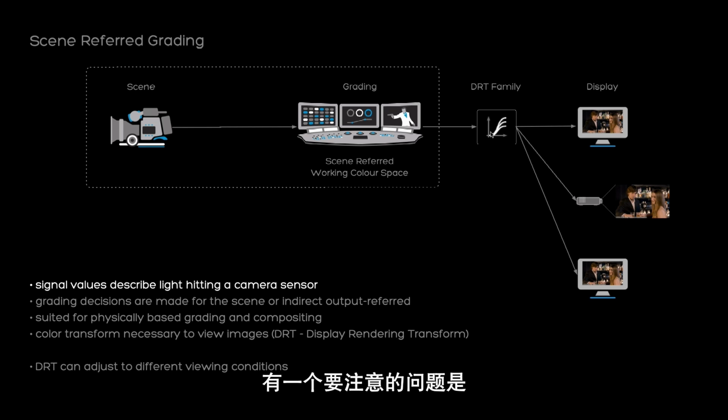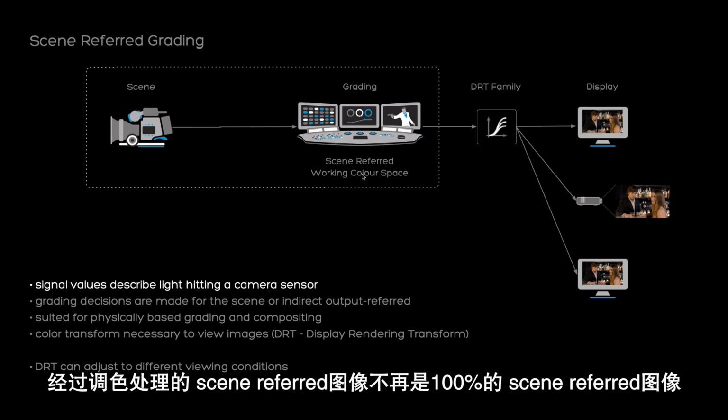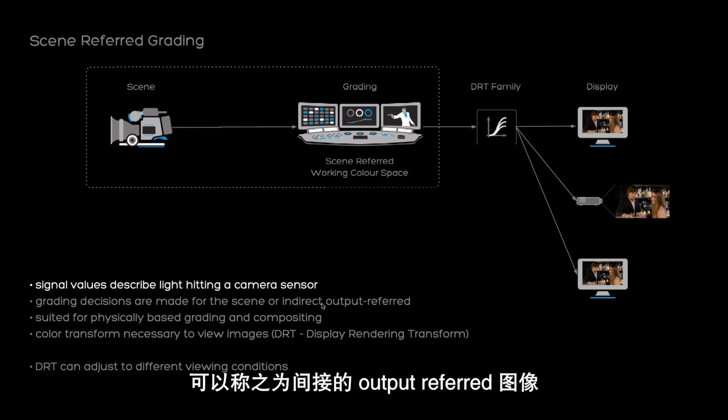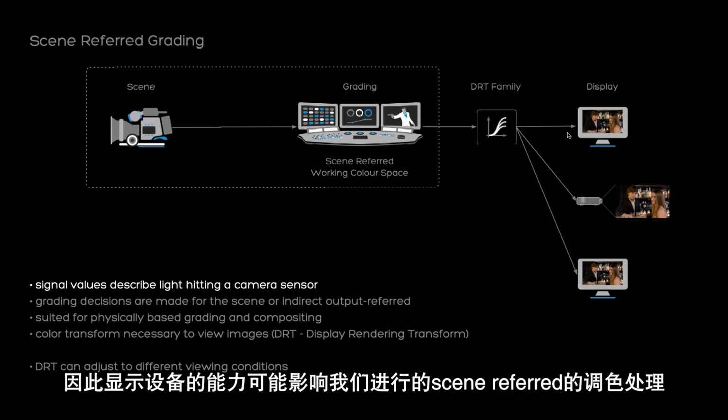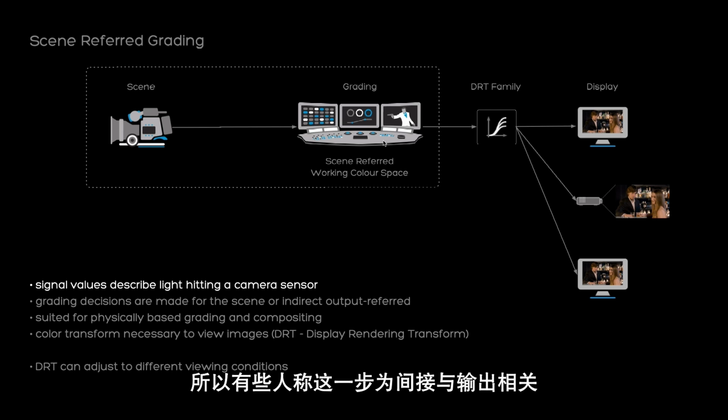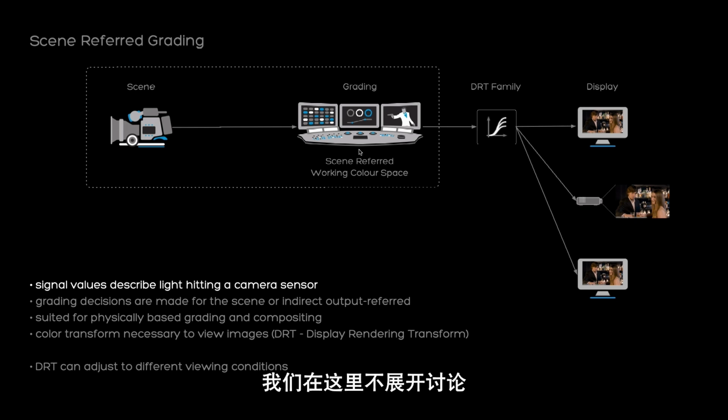One thing to mention is that a graded scene referred image is not 100% scene referred anymore. You could also call it indirect output referred, because when we graded the image, we had to look at a certain kind of display. So some capabilities of that grading display probably influenced our decisions while grading scene referred. So some people call that stage indirect output referred or similar, but we will not go into more detail here.